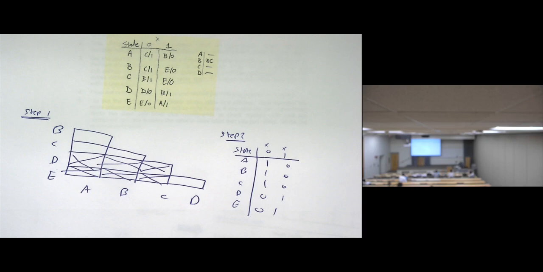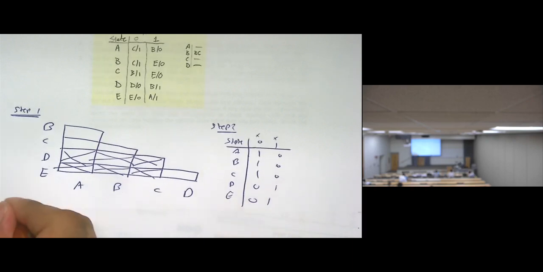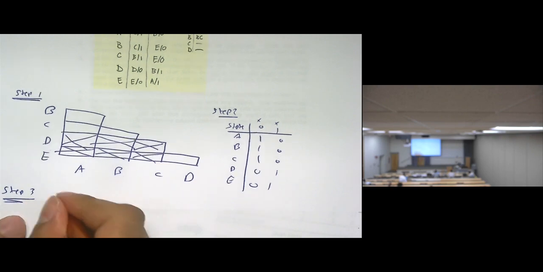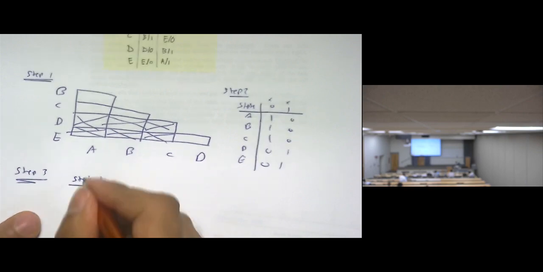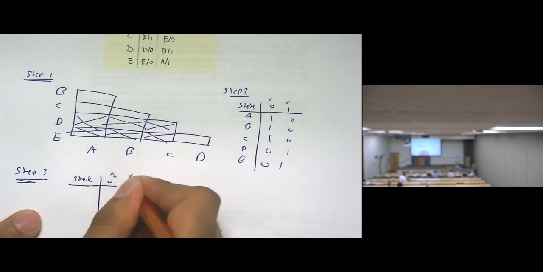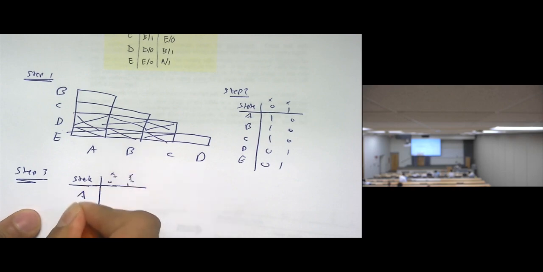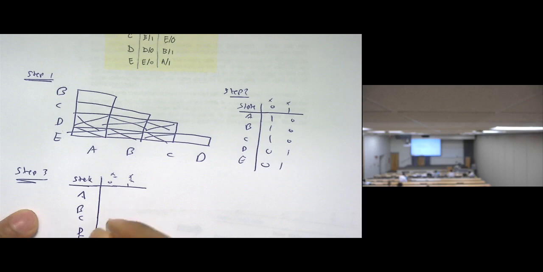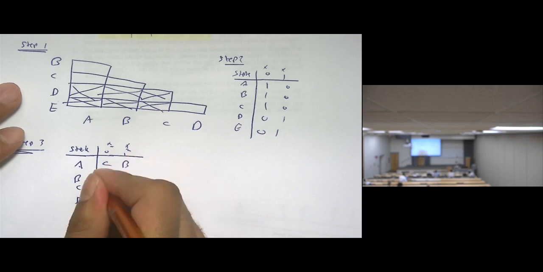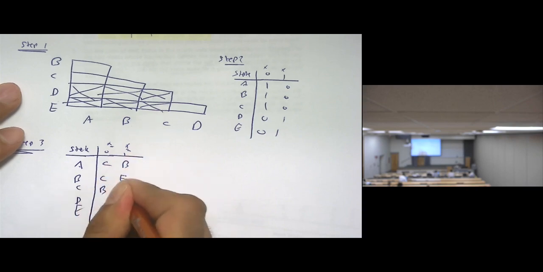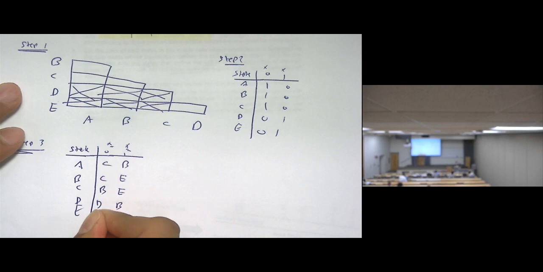Next, let's make step number 3 by making the implication pairs. What are the implication pairs? We need to make the table with the next states. Let's make the table of next states, with x equals 0 and x equals 1. Let me redraw the table A, B, C, D, E. So the next state of A is here C, B, C, E. Let me write them: C, B, C, E, B, E, D, B, E, A.